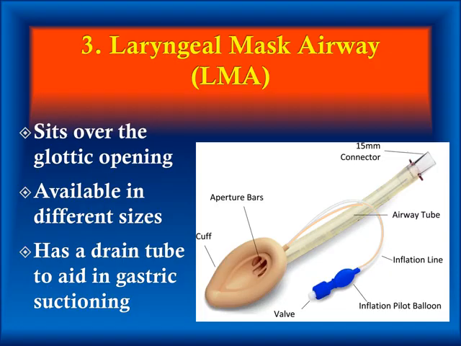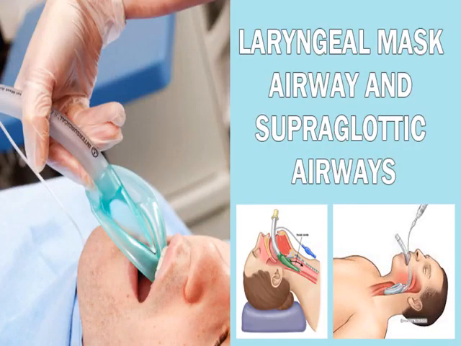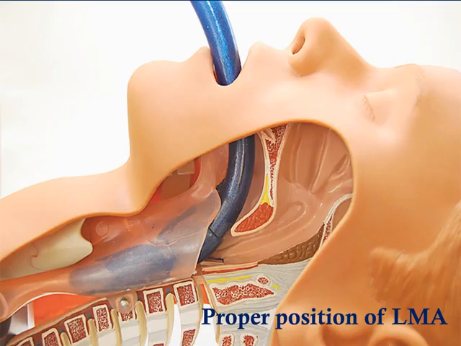Three, the laryngeal mask airway, LMA. This is the laryngeal mask airway. It sits over the glottic opening. Also, it is available in different sizes and has a drain tube to aid in gastric suction. These are different sizes of LMA. This is how to introduce the LMA. Proper position of the LMA sits over the glottis.